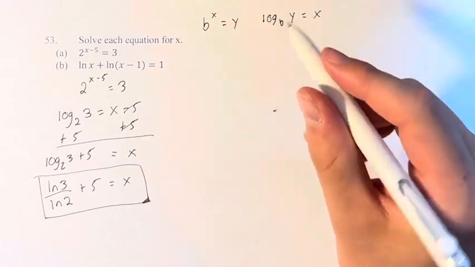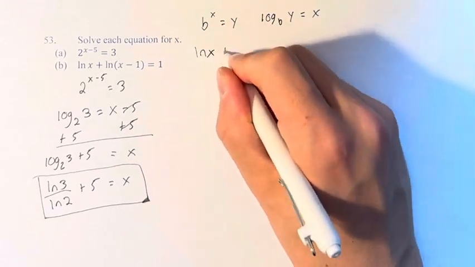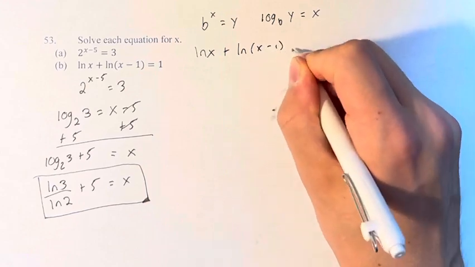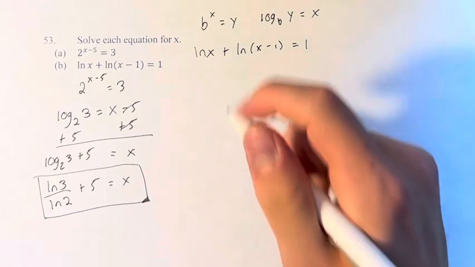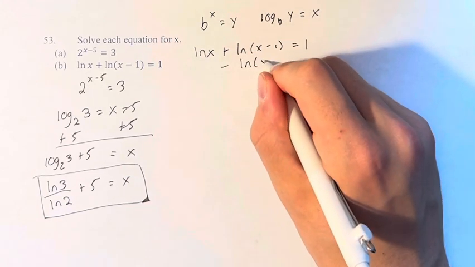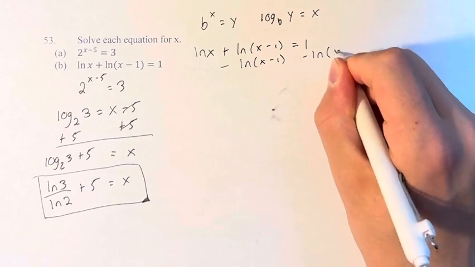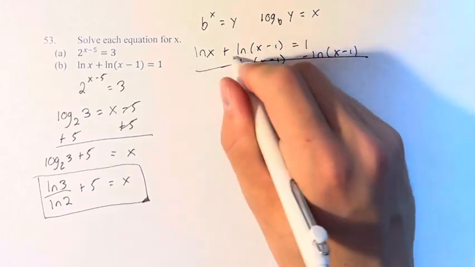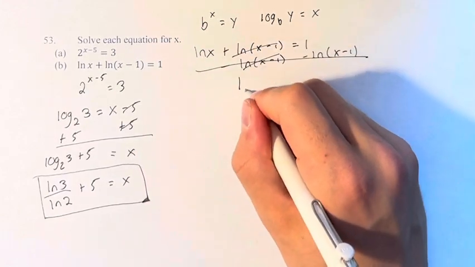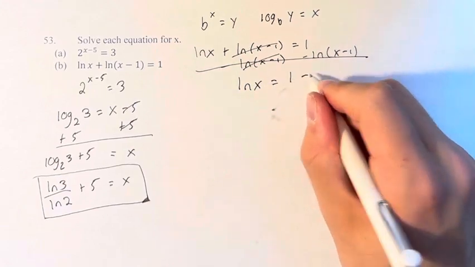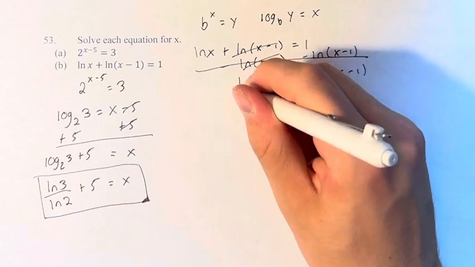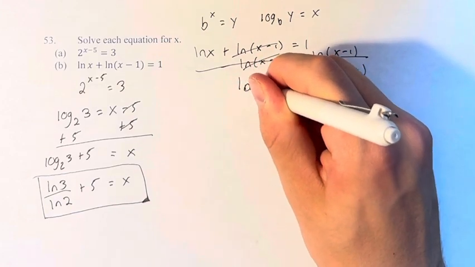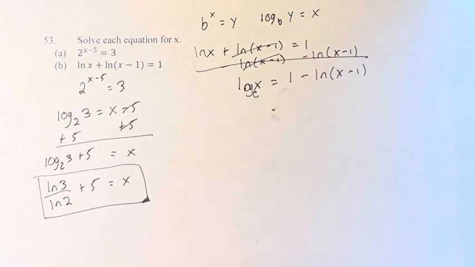In b, we have ln of x plus ln of x minus 1 equals 1. And solving this is going to be a little unorthodox, but we're going to be able to do it. First, we're going to subtract ln of x minus 1 from both sides. These cancel, and we're left with ln of x equals 1 minus ln of x minus 1. ln is log base e, if I can write that in there.